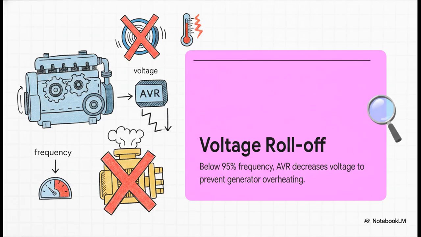Here's the worst-case scenario. Say the engine is bogged down by a massive load, and its speed, and therefore the network frequency, drops below 95% of its normal rating. The AVR automatically steps in and forces the voltage reference down.